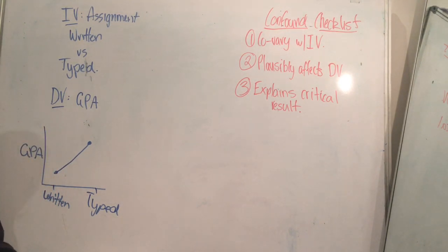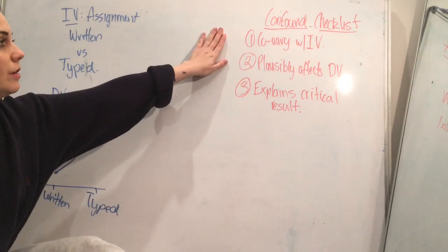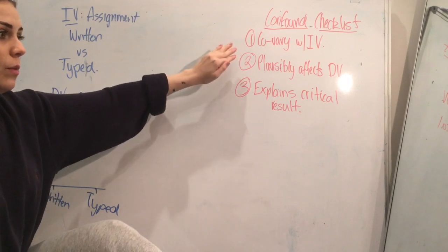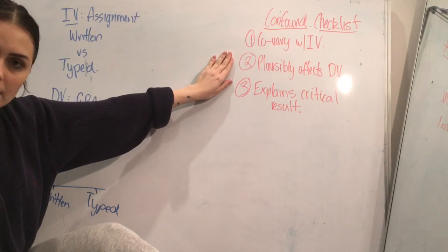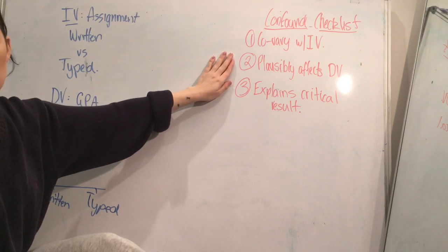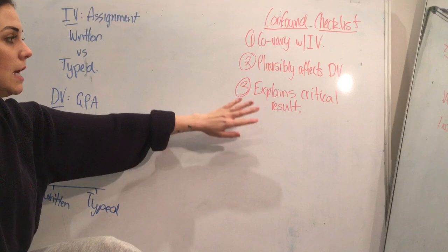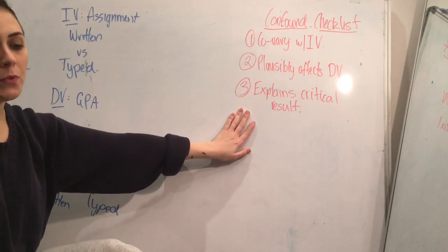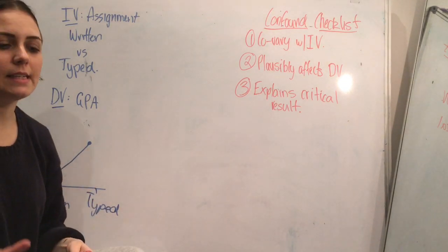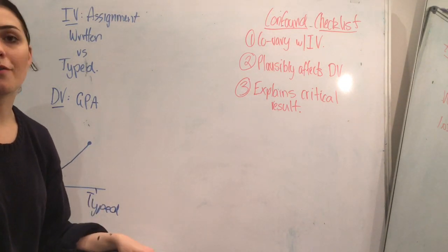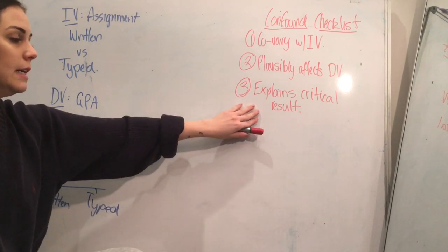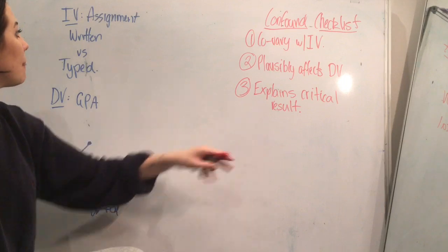So, over to our confound checklist. The first thing we've got is covaries with an IV. Then we have to figure out if it plausibly affects the DV, if we can make a story that justifies that it could actually impact the measurements in our study. And 3, explains a critical result, which of course is very important. Something cannot confound a study unless it is accounting for a result or offering an alternative explanation, and this often gets missed quite a bit.